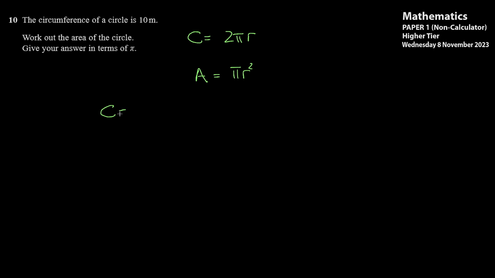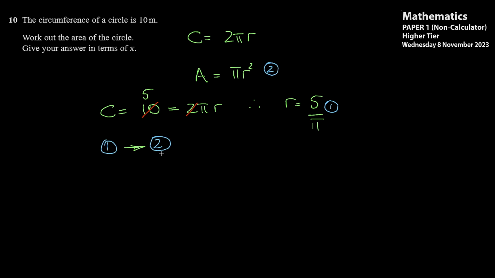So I can say that C is equal to 10, which is equal to 2 pi r. 2 divides into 10 5 times. So therefore r is equal to 5 divided by pi. So that's equation 1, that's equation 2.